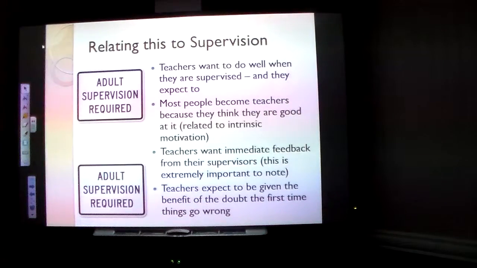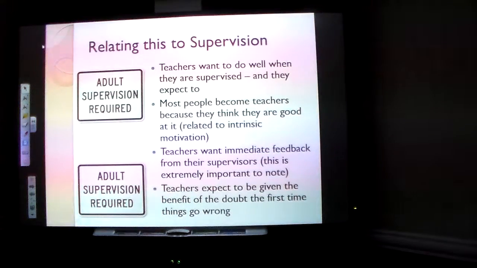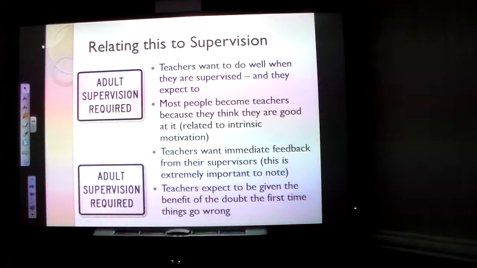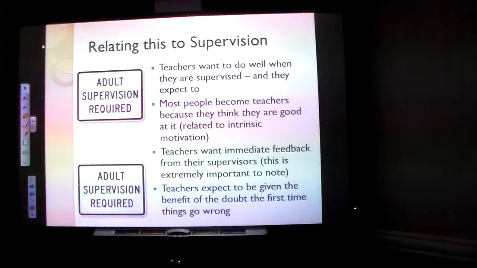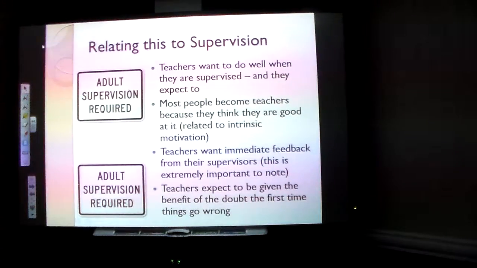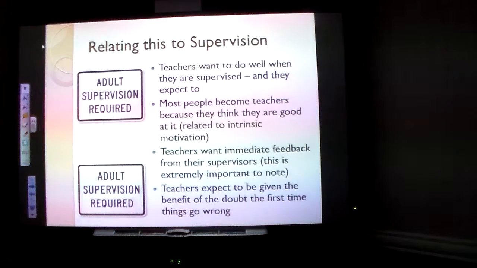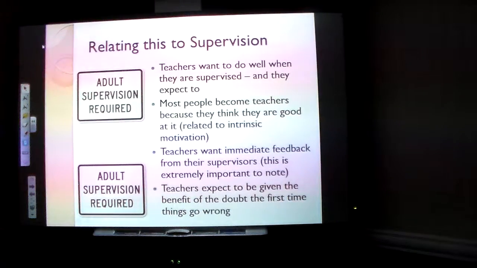So, supervision. This is important. Teachers all want to do well when supervised. So you as the supervisor, and I've said this over and over, and I will continue to say this over and over again until the day that I die in this class, your goal and your responsibility as a supervisor is to supervise your best teachers first, because they expect to do well. Most people will become teachers because they think they are good at it. Even teachers that are bad teachers think that they are good teachers. This in itself is a problem as well.